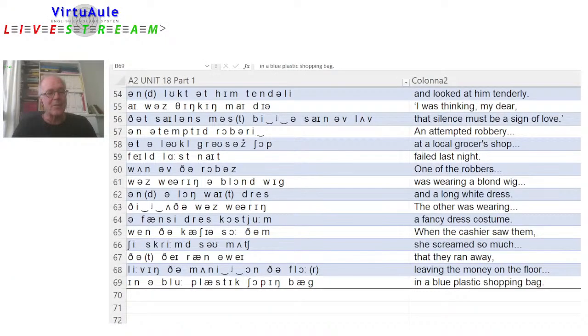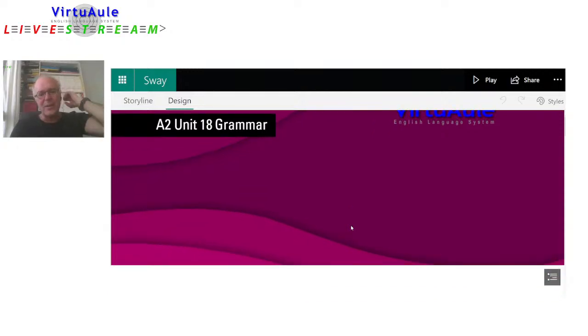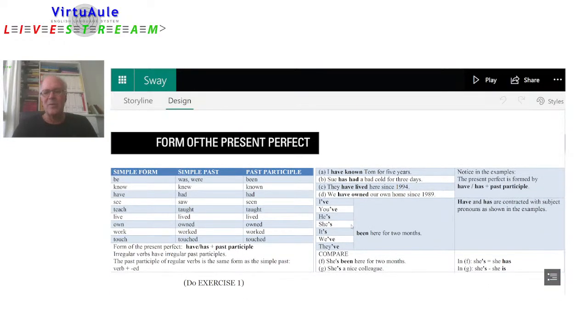All right, now we're going to see the other part of the lesson. We'll look at the presentation. This is Unit 18 of the A2 level. Let's go directly to this. Look at the form of the present perfect. The form of the present perfect.